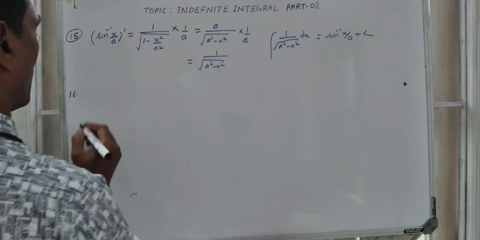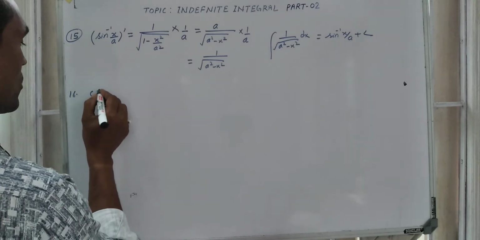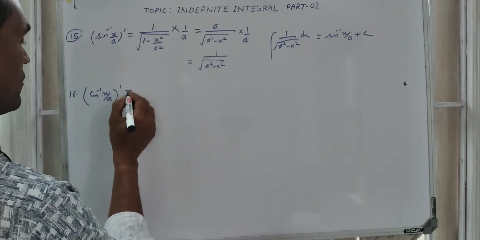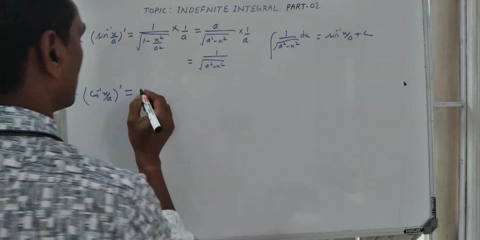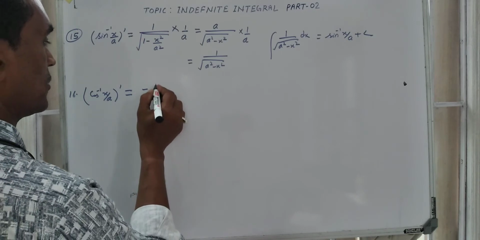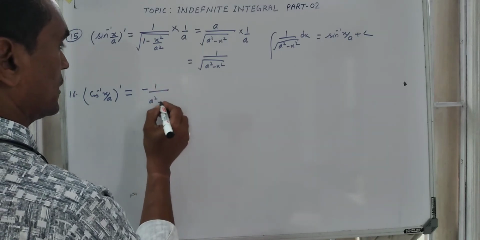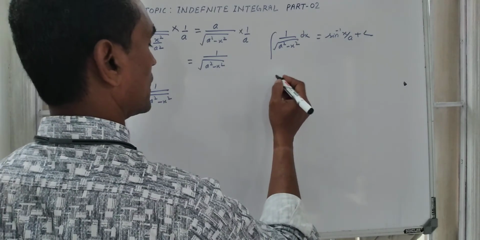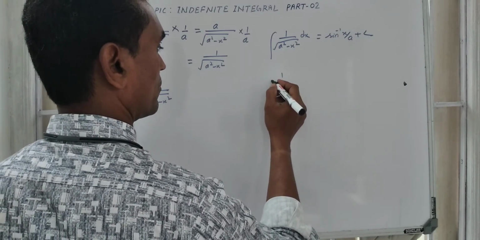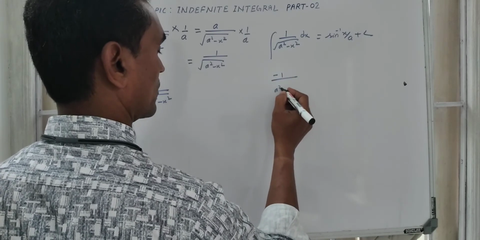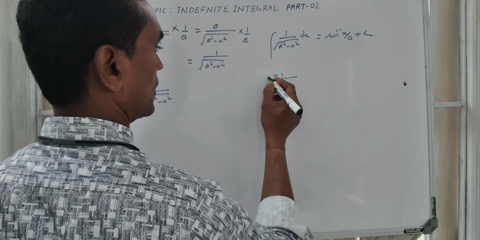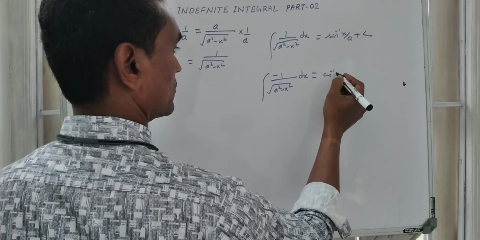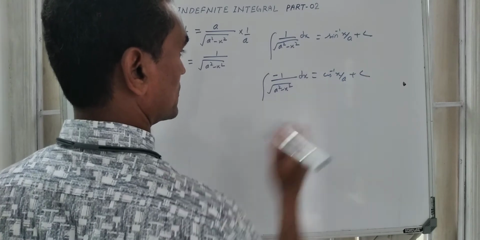Next, cos inverse x by a. The derivative of this is almost the same, only a minus sign will come here. So minus 1 by the square root of a square minus x square. So the integral of minus 1 by the square root of a square minus x square is cos inverse x by a plus c.